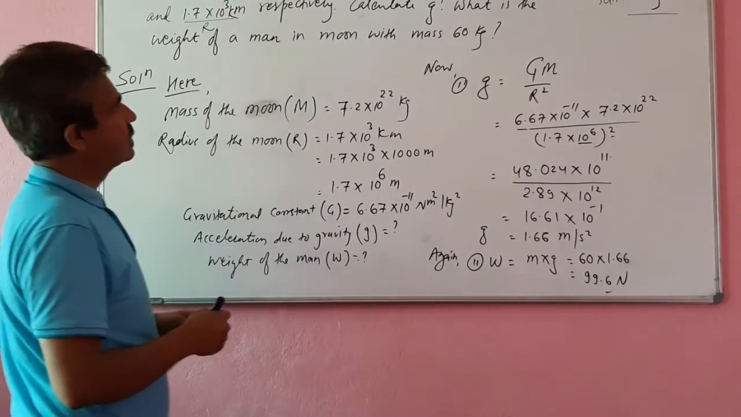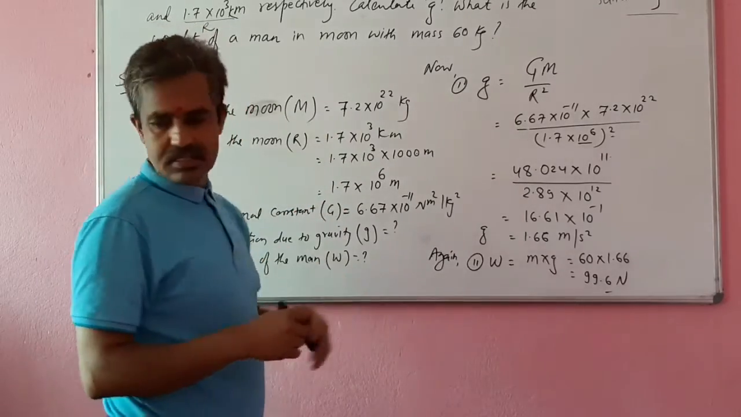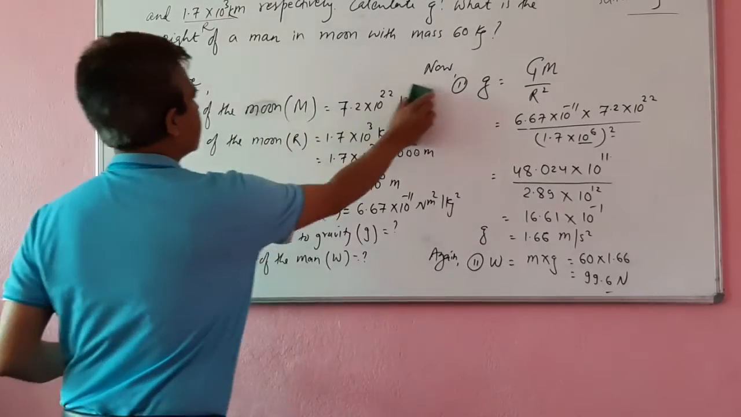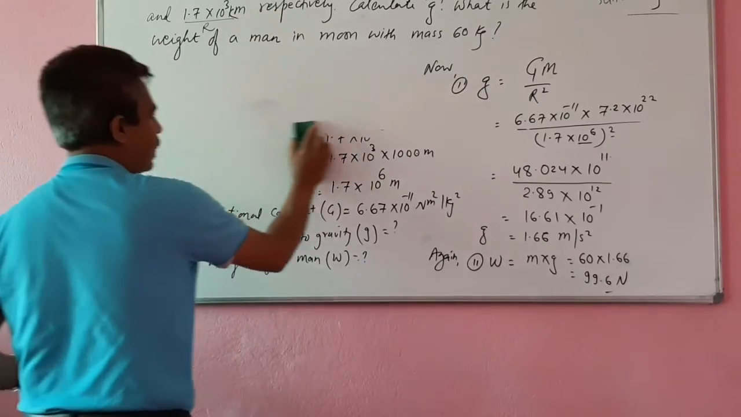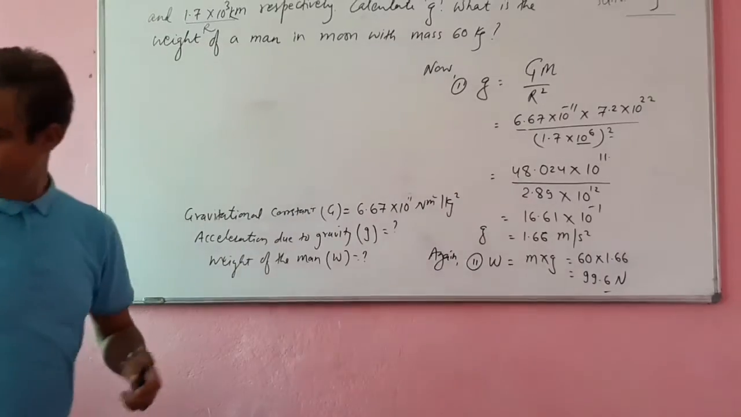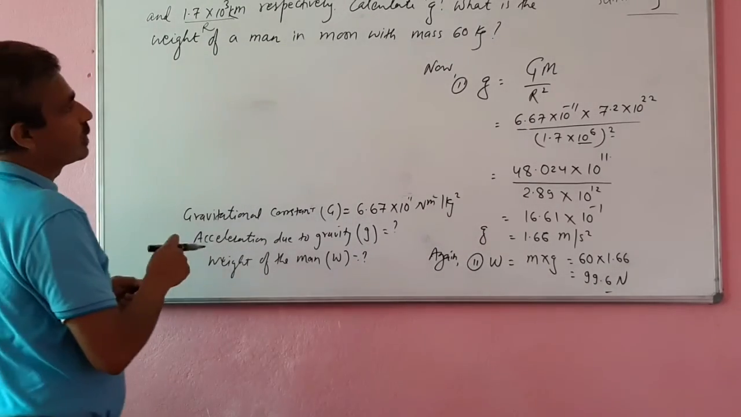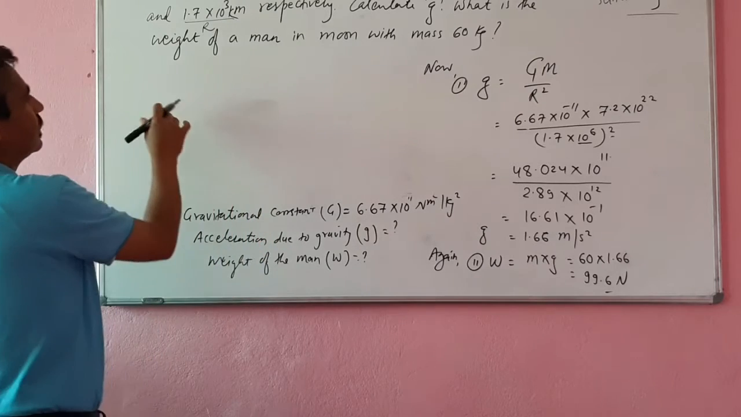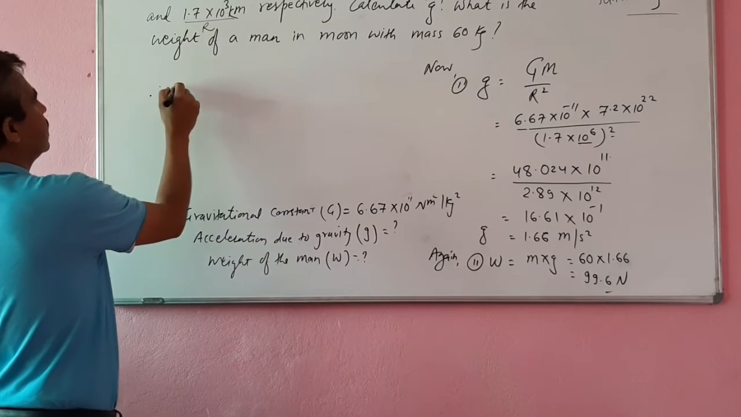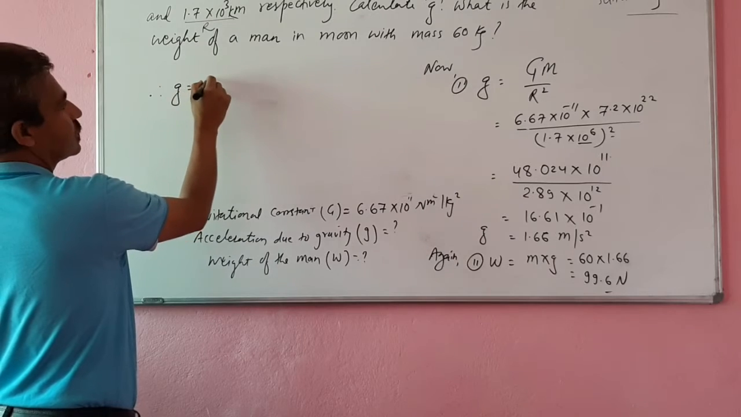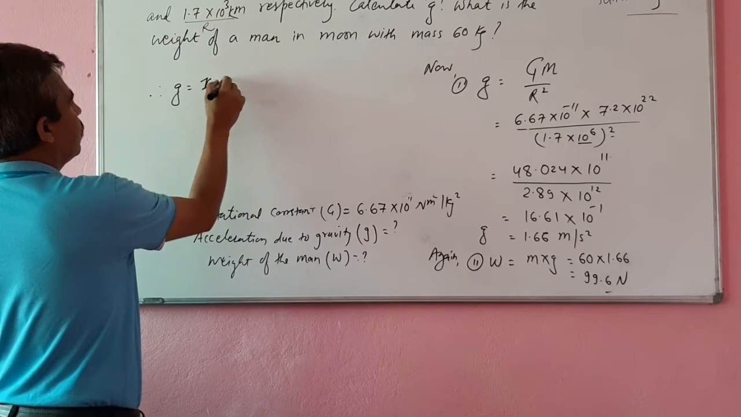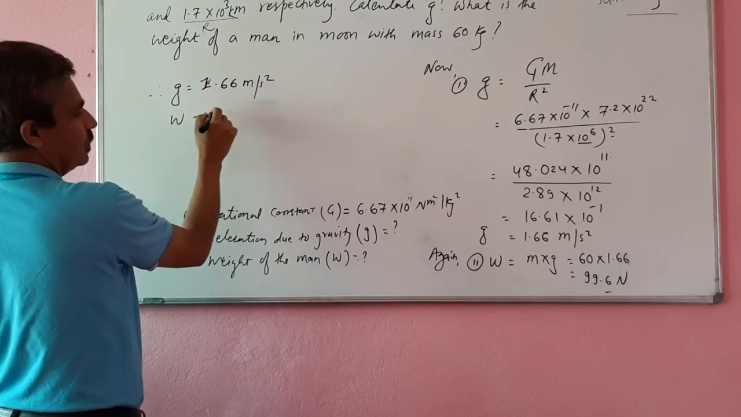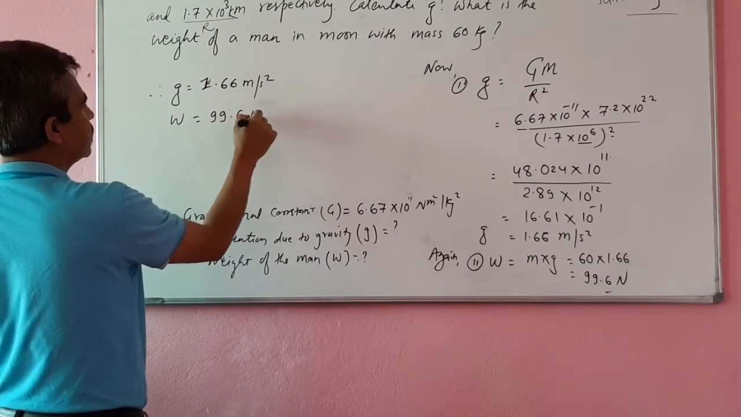Finally, what to write? After writing this, then you have to do, let me write it out. If you write inside the box, it's quite better, so the examiner will see it clearly. So g equals to 1.66 meter per second square. W equals to 99.6 Newton.